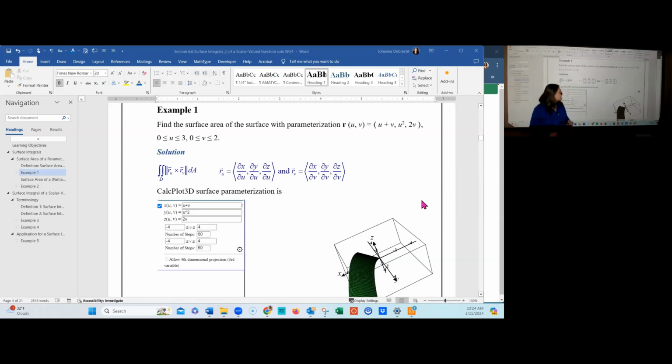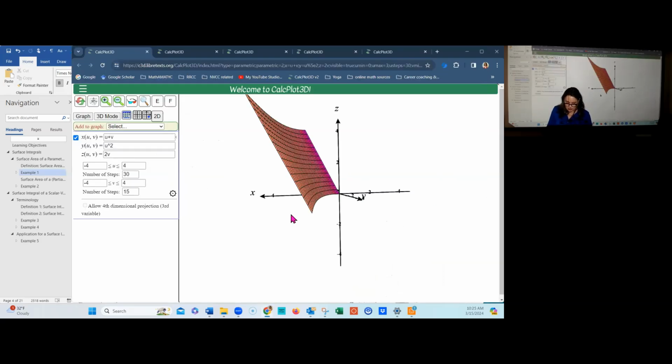So let's take a look at example 1. In example 1, we want to find the surface area of the surface with a given parameterization, u plus v, comma, u squared, comma, 2v. Now, we spent some time in the last section trying to predict what they look like, but of course you have CalcPlot 3D. So my advice is simply to go ahead and plot the parameterization so you can see what it looks like. Now we have restrictions on u from 0 to 3 and restrictions on v from 0 to 2. Let's go ahead and take a look at CalcPlot 3D so we can get an idea of our shape.